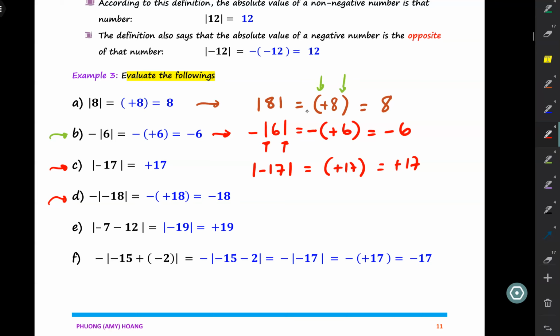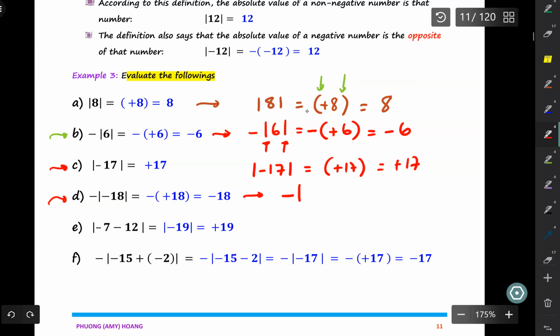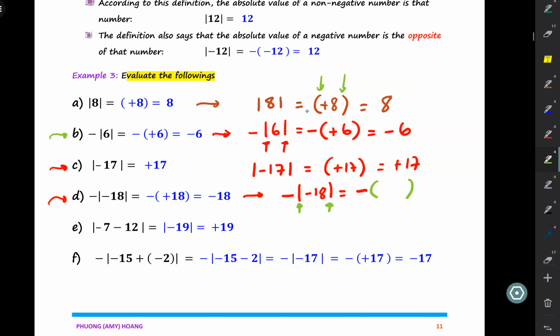Let's continue with the next example, D. This time we work with negative 18. Let's write this one down. I have the negative of the absolute value of negative 18. I would like everyone to do this step by step. First of all, notice the absolute value notation. Like I said, after you take the absolute value away, you turn this into a normal bracket. It means inside the bracket, you must put positive 18.